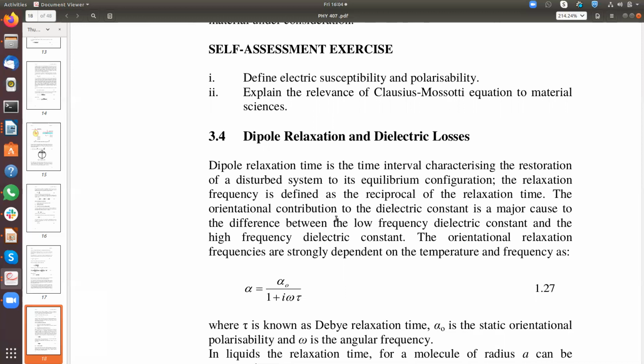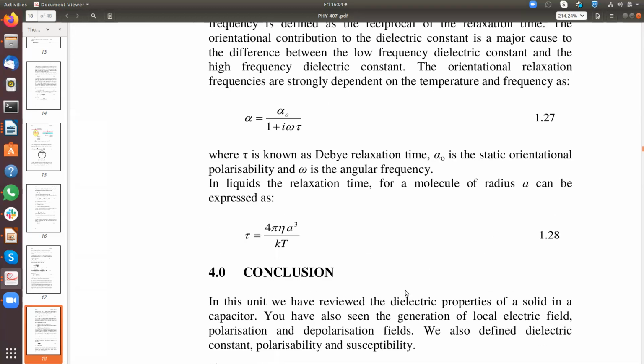So we now have alpha equals alpha naught over 1 plus i omega tau, where tau is known as the Debye relaxation time, alpha naught is the static orientational polarizability, while omega is the angular frequency. Now let's consider a liquid: the relaxation time for a molecule of radius a can be expressed as this. So if you want to determine this, especially in a liquid, you have this, but in a solid, it varies.